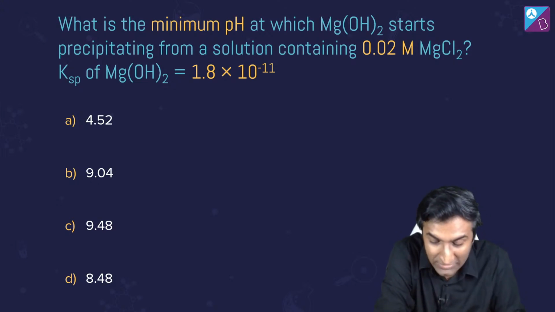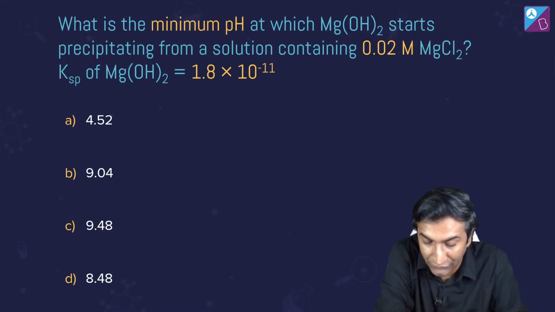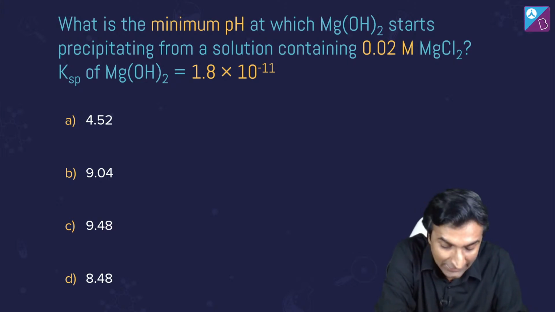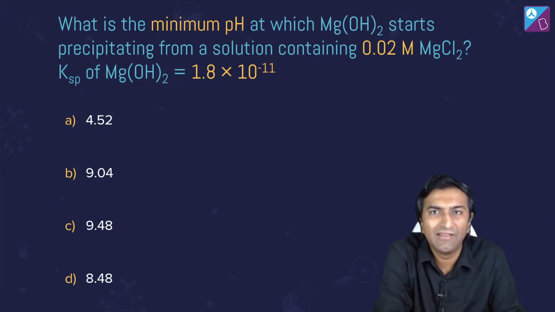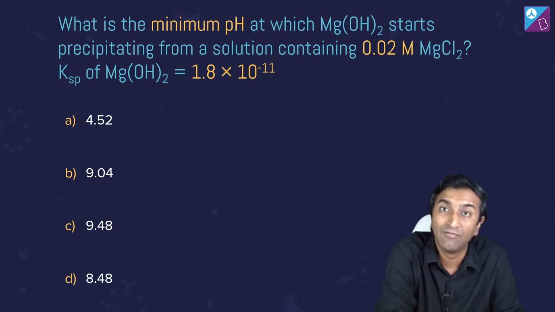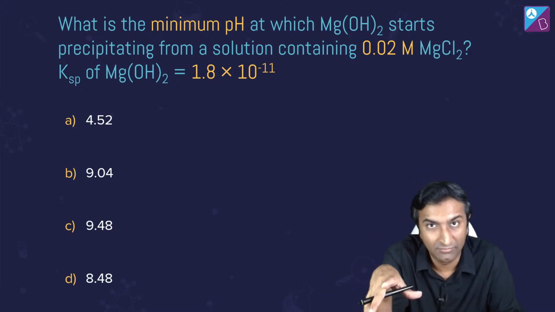What is the minimum pH at which Mg(OH)2 starts precipitating from a solution containing 0.02 molar MgCl2? And the KSP value of Mg(OH)2 is given. Now, this looks quite similar. Yes, we did Ba(OH)2 with pH 12. This is the opposite of that. But the expressions are similar, right?